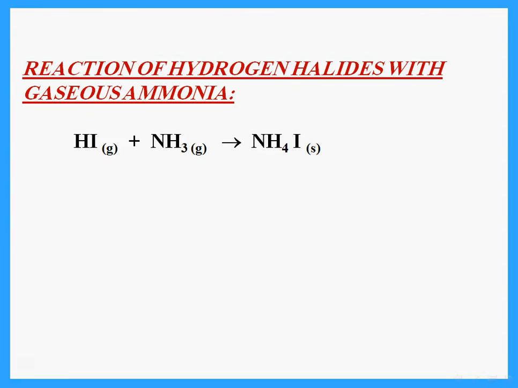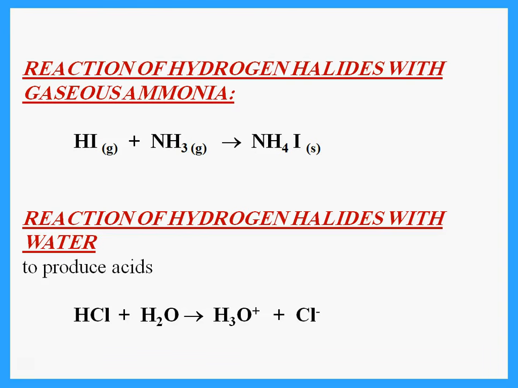Reaction of the hydrogen halides with ammonia. Remember that we said the hydrogen halides are acidic. Ammonia is a base, so they react to form a salt, which is ammonium something, an ammonium halide salt. If we are reacting hydrogen halides with water, dissolving any hydrogen halide in water will produce acids. So they will ionize. You can either say the HCl ionizes to H+ and Cl-, or you can say it reacts with water to form what we call the hydronium ion, H3O+, and Cl-.